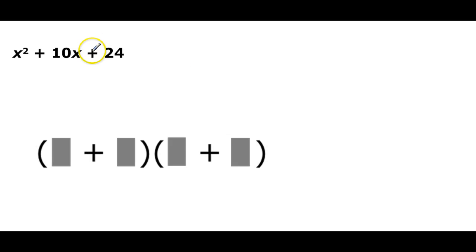Okay, again, this tells me that the signs are going to be the same. They're both going to be plus. Okay, so choices here, X and X. Choices here, 1 and 24, 2 and 12, 3 and 8, 4 and 6. Which of those add together to give you 10? 4 and 6.